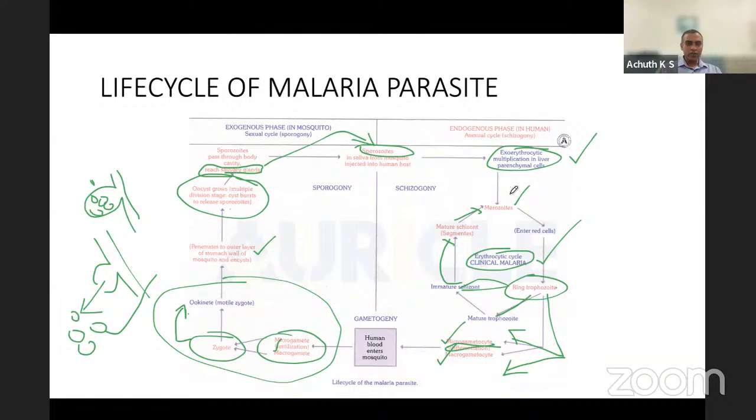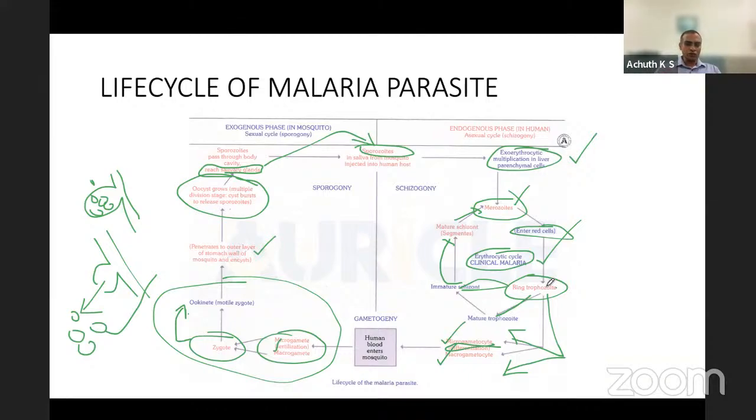Once these merozoites are formed, they enter the blood cells, RBCs, and they form ring trophozoites. Ring trophozoites, again, can get differentiated into three: mature trophozoite, microgametocyte, and macrogametocyte. If it becomes a trophozoite, it stays in the human body to become an immature schizont. This immature schizont gets matured like the growth of a child, and the mature schizont again becomes merozoites, and again they infect the blood cells.